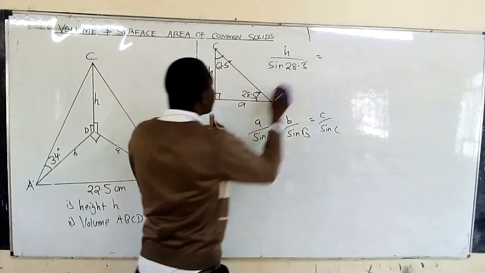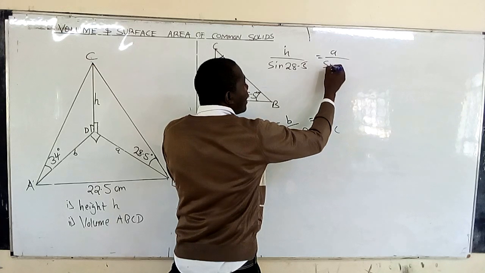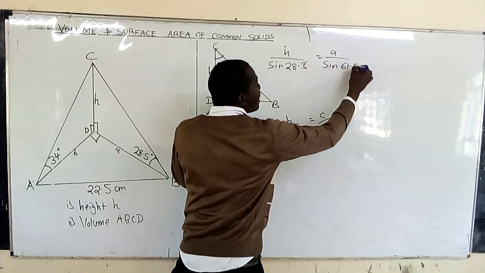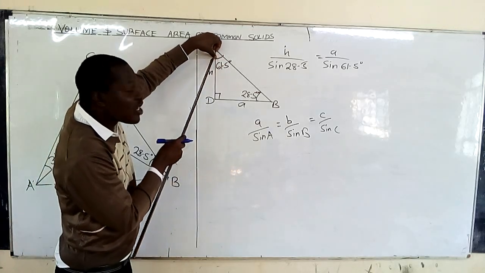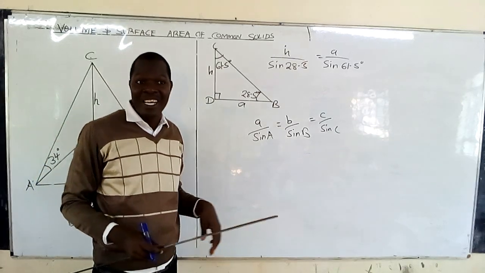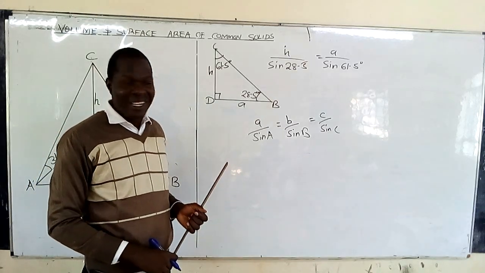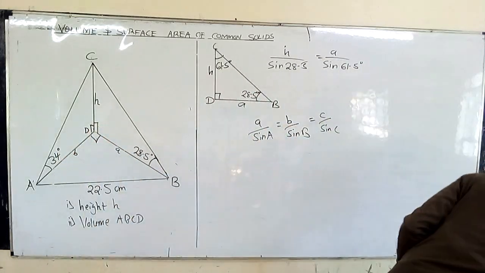Which is equal to what? If you take A, it will be A over sine 61.5 degrees, because the opposite side of this angle, 61.5 degrees, is this side. The side which does not make that angle is the opposite side. Are we together? So if you apply the sine rule, you end up with that relationship.